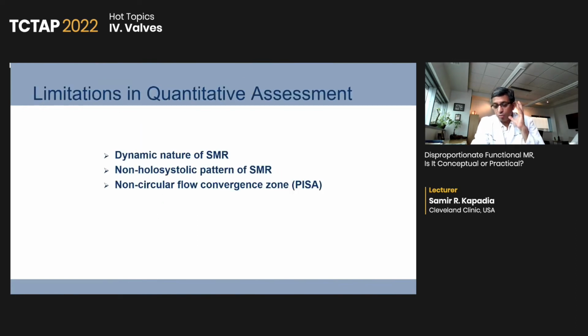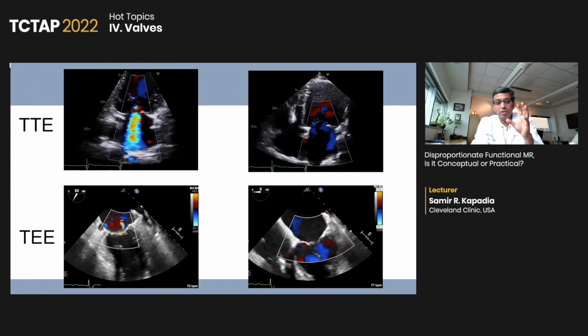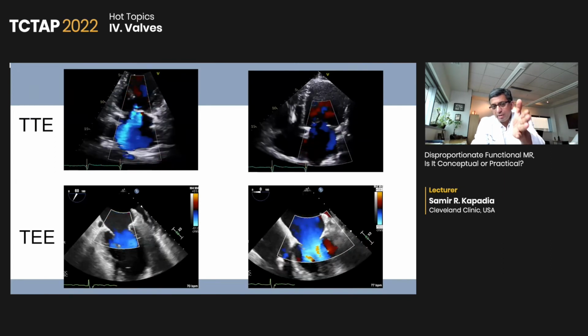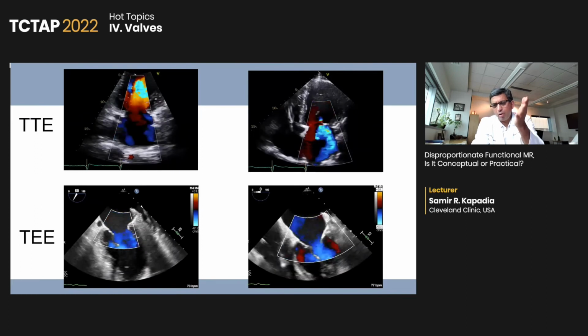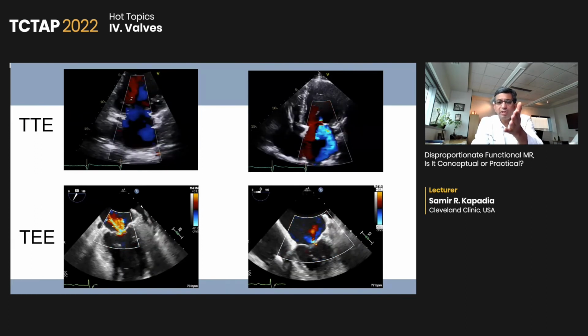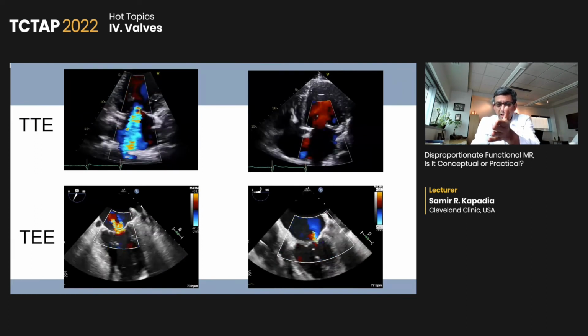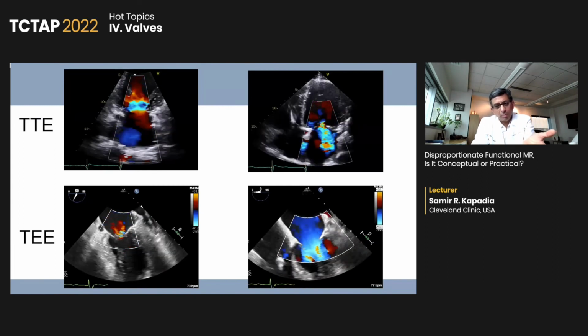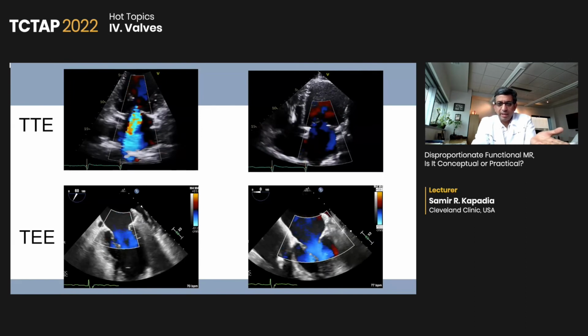What are the limitations to this concept? There are three major parts. The one is the dynamic nature of mitral regurgitation. Whenever we say that this regurgitant volume is this much, regurgitant fraction is this much, this is a problem. If you look at this same patient, TTE, very common, right? All of us see this all the time, that the TTE shows a lot of MR, and TEE in the same patient the next day shows not much MR because the patient is sedated.